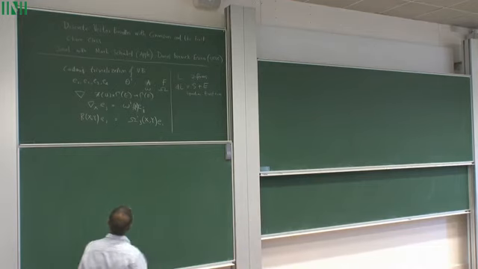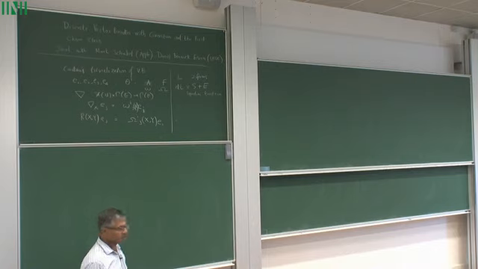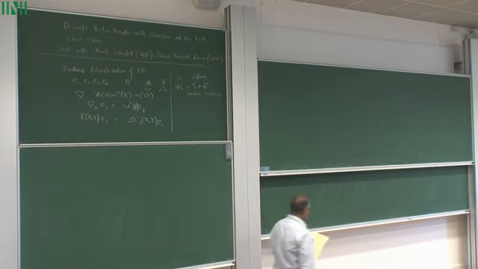F is the curvature matrix, and A is a connection one-form matrix.